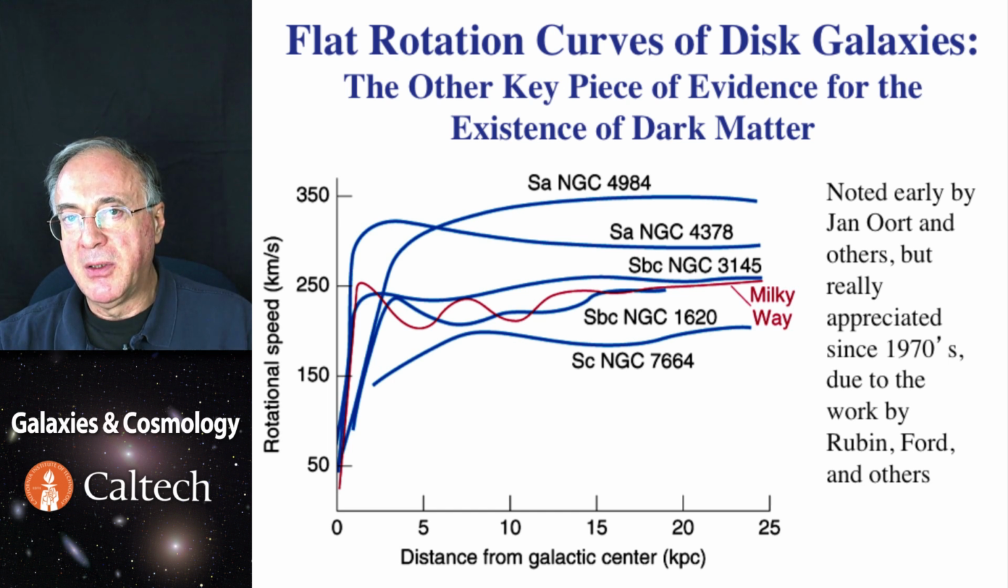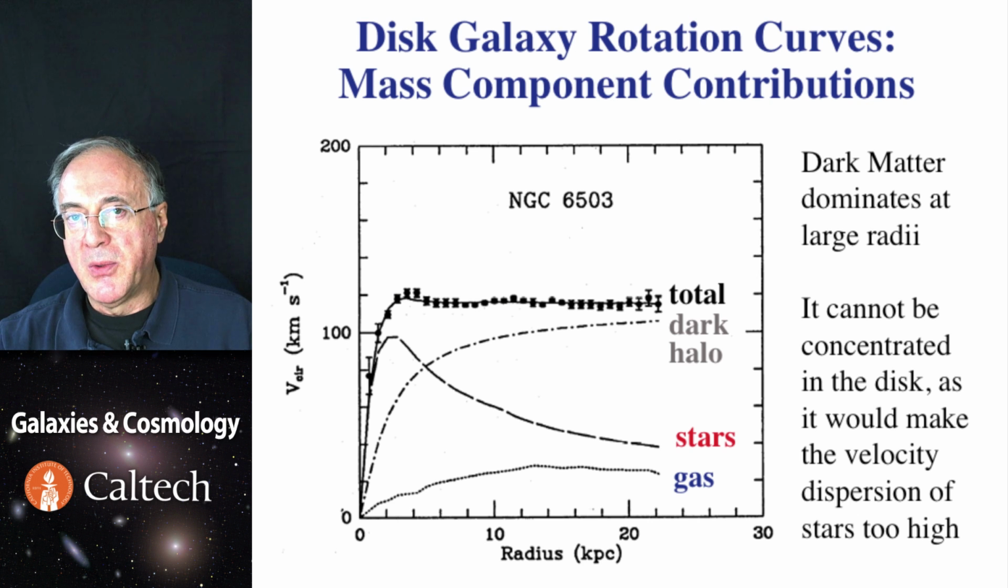It's only in more modern days that people have managed to measure rotation curves far enough to actually see them decline. But for most of the extent of visible galaxies, by visible I mean both stars and gas, the rotation curves remain fairly flat. This has very important consequences. We can decompose rotation curves into the contributions from different components.